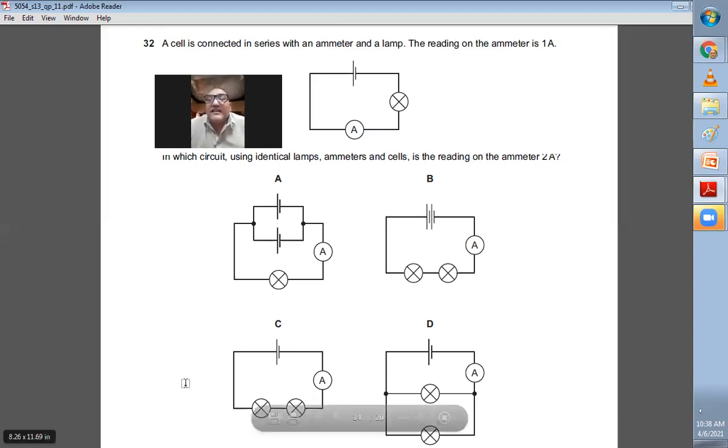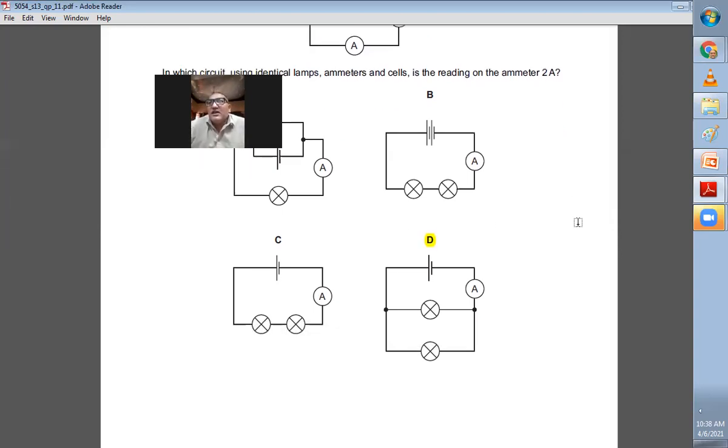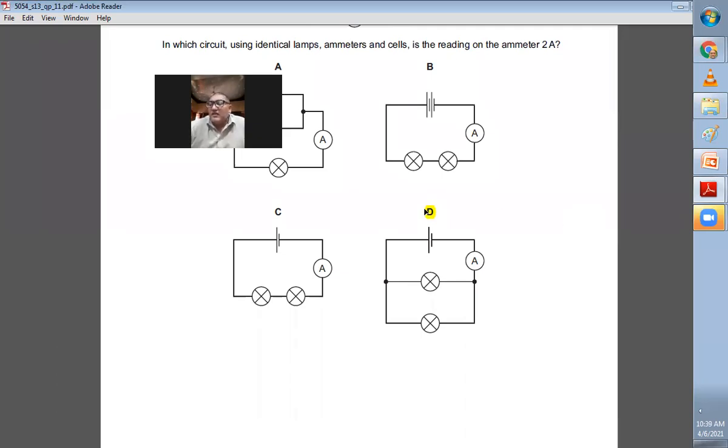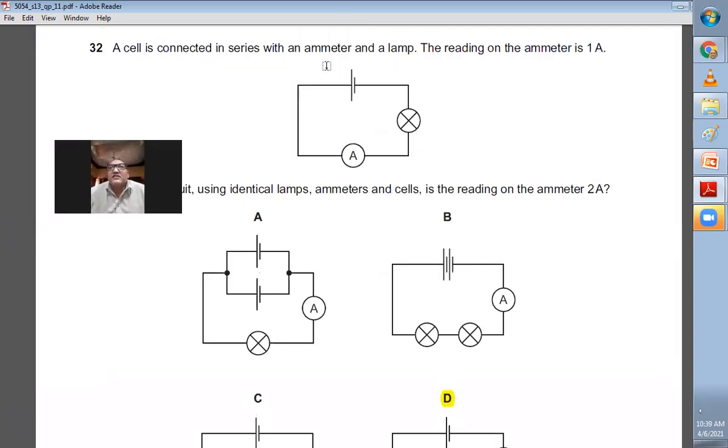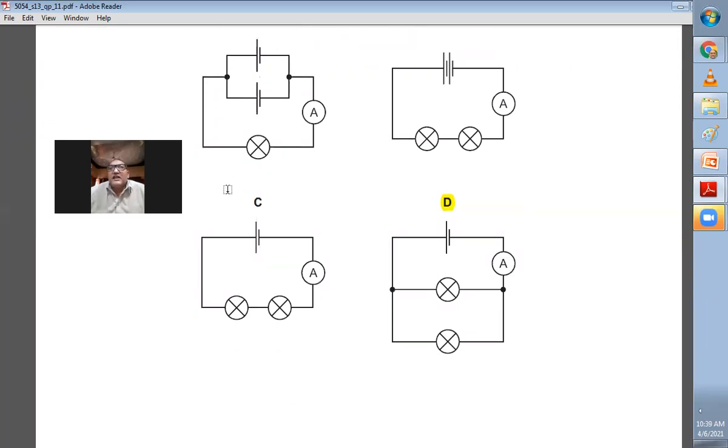You see, try to understand. Here D is the option. Why am I taking D as the option? The reason is very simple: I want the current to be doubled. The current can be double only if the resistance becomes half and the cell is the same. If the resistance of the whole circuit becomes half, the current coming from the battery will become double. So that happened in the D choice.